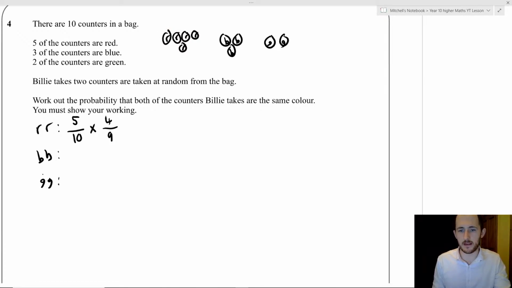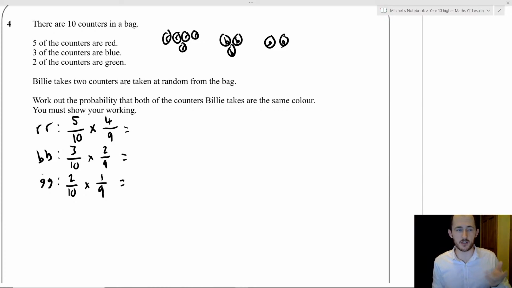Two blues. Well, we have 3 blues at the start out of 10. Then one of them goes away, so it becomes 2 over 9. So again, you can see that you can start doing this faster and faster, but only once you're comfortable. With the greens, we start out with 2 over 10. And then 1 over 9. So again, feel free to digest that and stop me. I'm just going to work out these fractions.